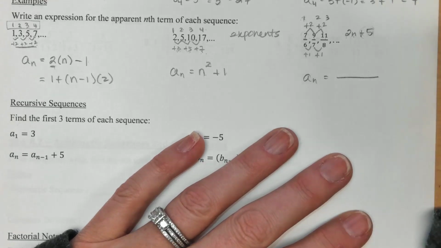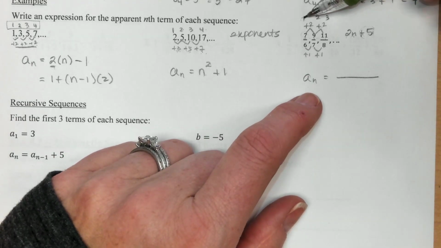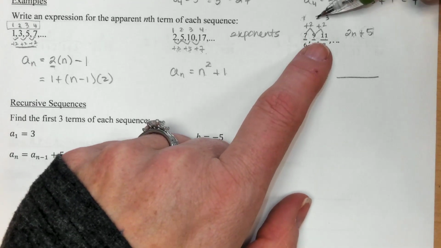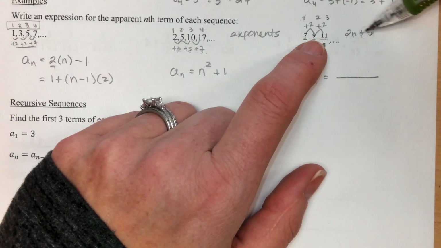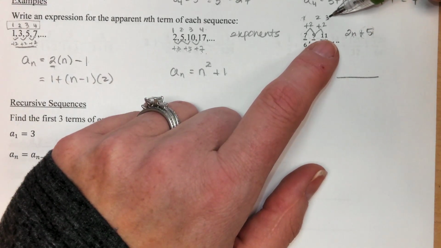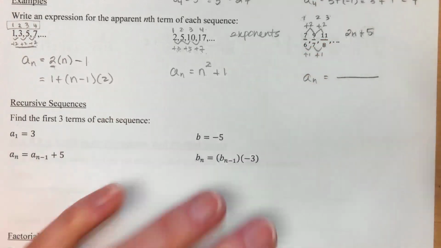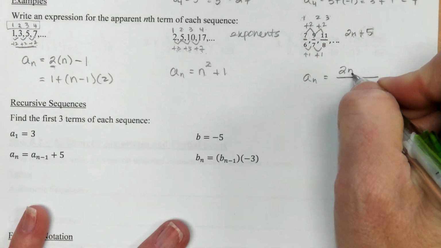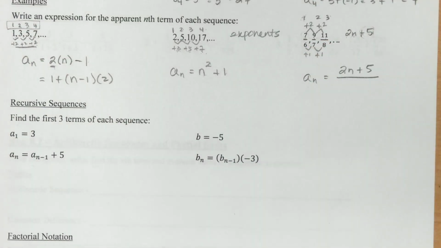Let's try 5. So 2 times 1 is 2, plus 5 is 7. 2 times 2 is 4, plus 5 is 9. 2 times 3 is 6, plus 5, that's 11. So the formula I figured out is 2n plus 5 for the top.